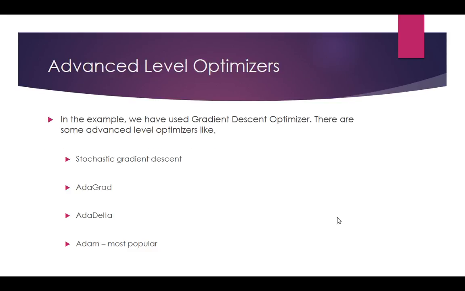In our example, we have used gradient descent optimizers. However, there are some other advanced level optimizers like stochastic gradient descent, AdaGrad, AdaDelta, Adam. Adam has become the most popular among the community in recent time.